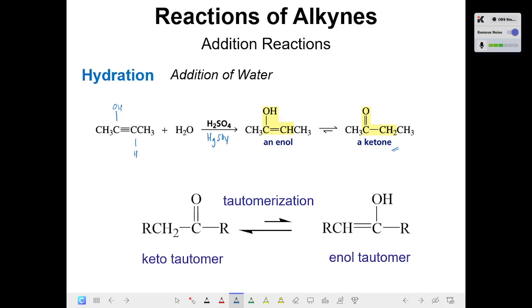This process of enol and ketone interconversion is what we call tautomerization. Our keto tautomer is more stable than the enol. The enol here is very unstable. Our keto tautomer is more preferred, so the compound prefers the keto structure. Okay?